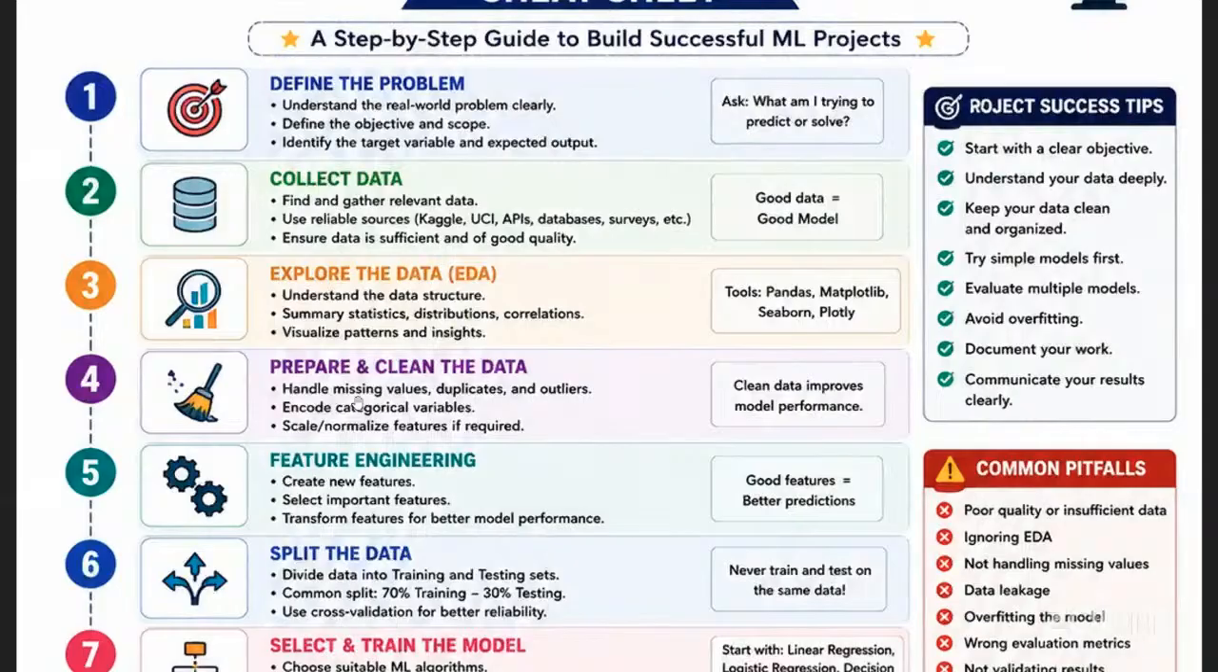Very fast. If there is any problem in your data set, just like you can see in step number 4, if missing values are there, you have to handle them. If there is any duplicate value, we have to handle it. If there are outliers, then we have to handle them. Okay, what are the outliers?